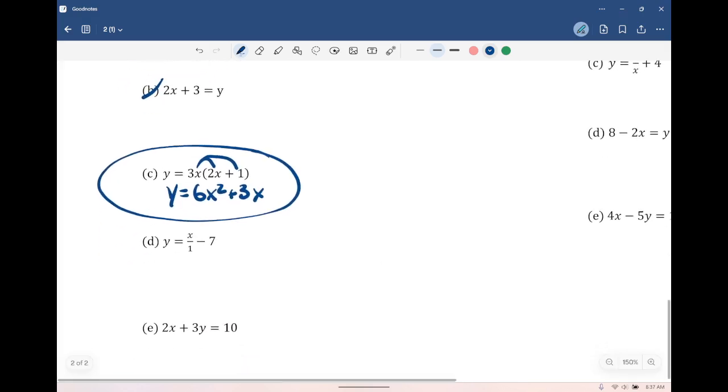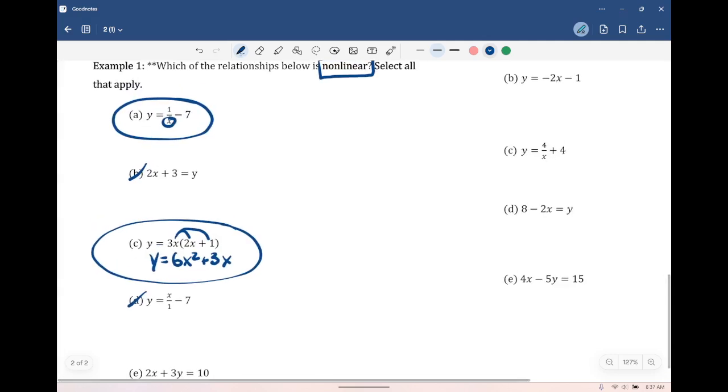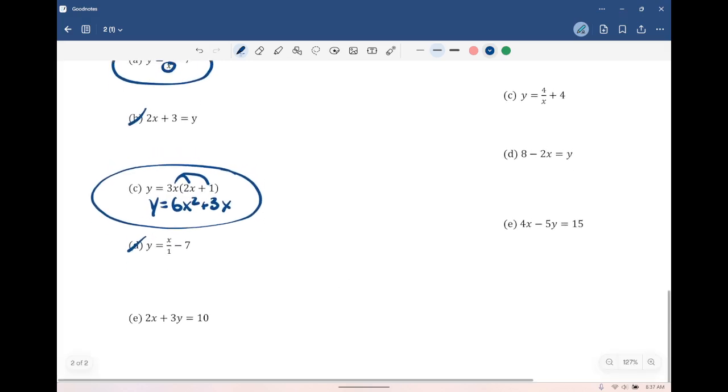And then D, is D linear? Yeah. Well, wait a second, though. Why is D linear when A was not? Absolutely. It's all about numerator versus denominator. And then E, is that linear?